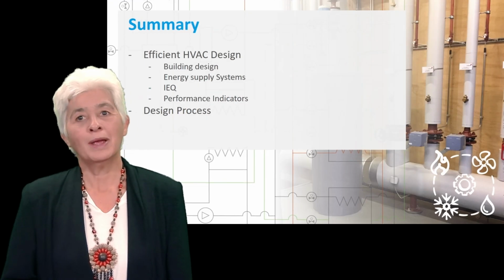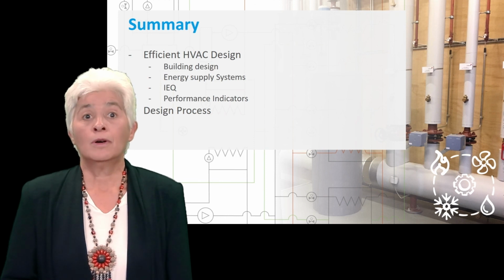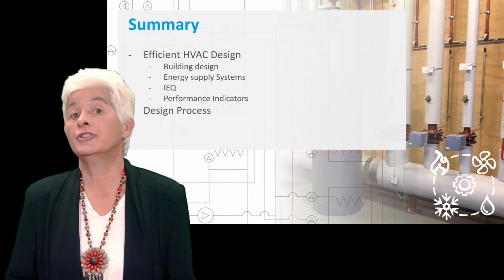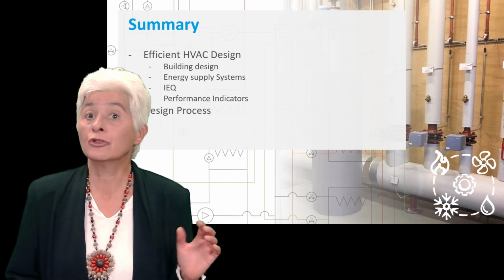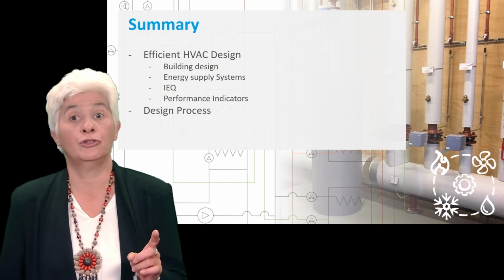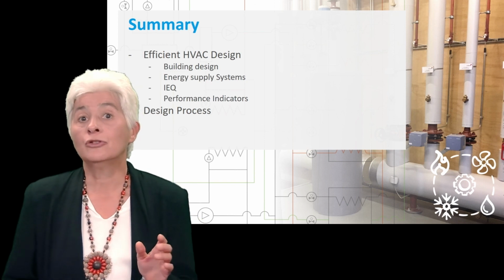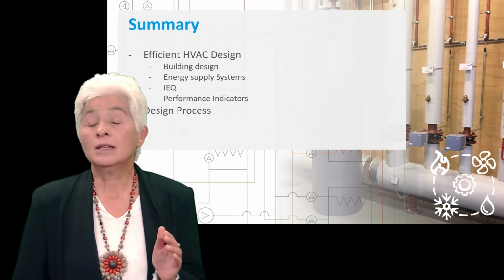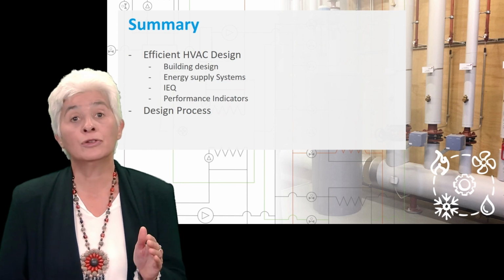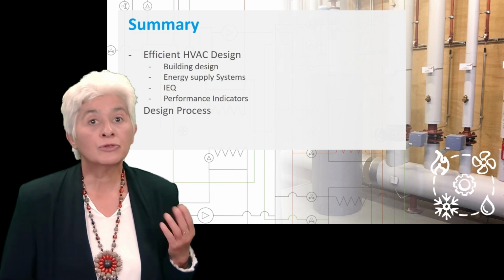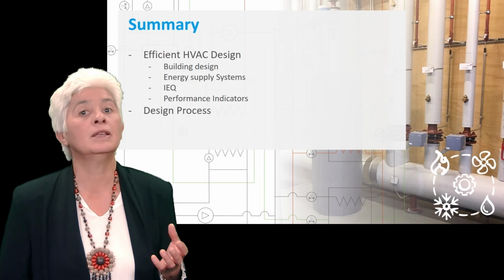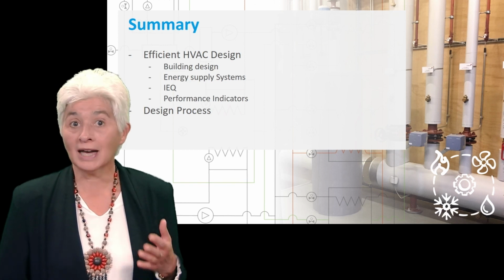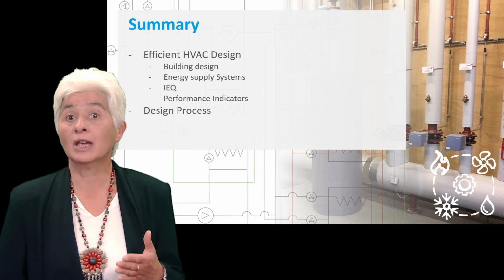In this lecture, we have seen that to design efficient HVAC systems, a good thermal design of the building is needed, as well as the right choices of energy generators and much attention to indoor environmental quality. The right ingredients are needed to design further and efficient HVAC systems. We also discussed briefly the performance indicators that can be used. And we also described how the design process works and what is involved with it.